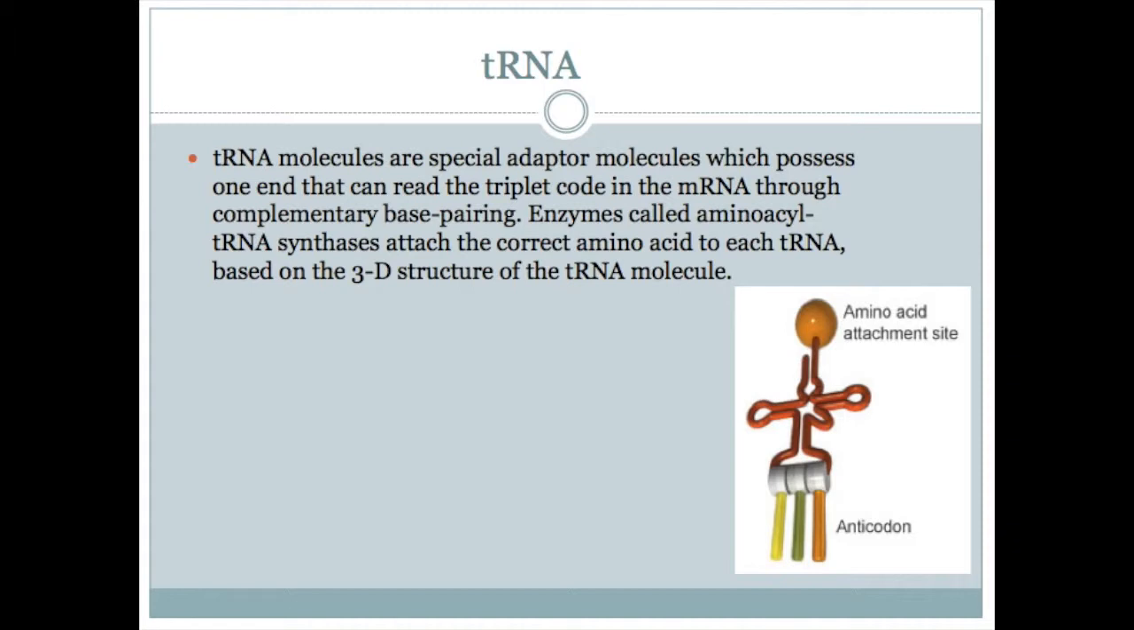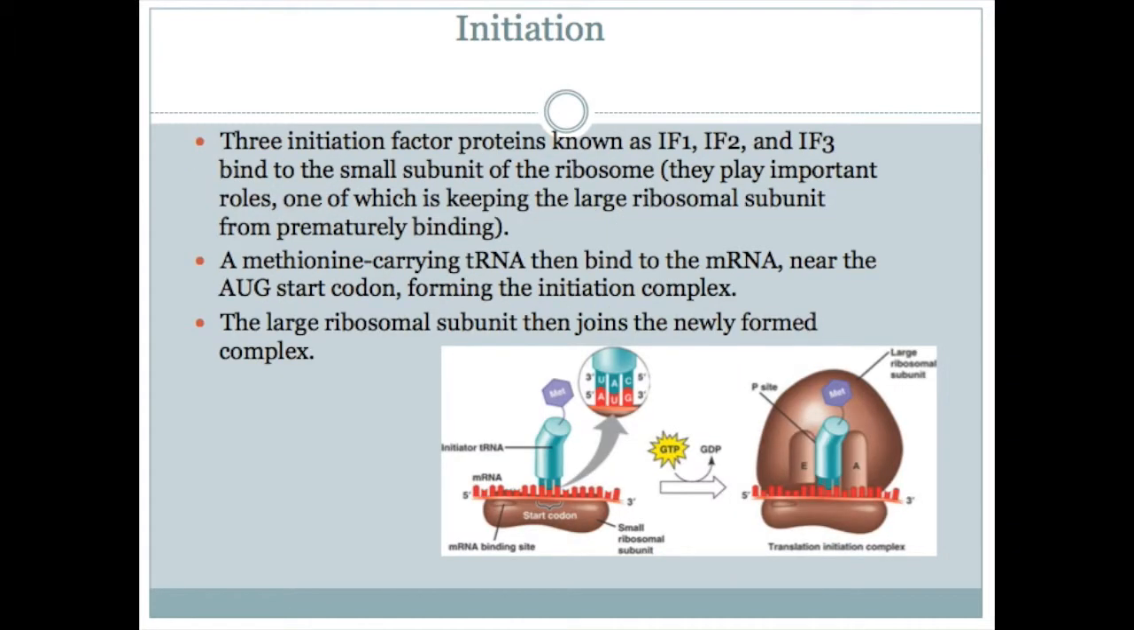Initiation. 3 initiation factor proteins known as IF1, IF2, and IF3 bind to the small subunit of the ribosome. They play important roles, one of which is keeping the large ribosomal subunit from prematurely binding. A methionine-carrying tRNA then binds to the mRNA near an AUG start codon, forming the initiation complex. The large ribosomal subunit then joins the newly formed complex.